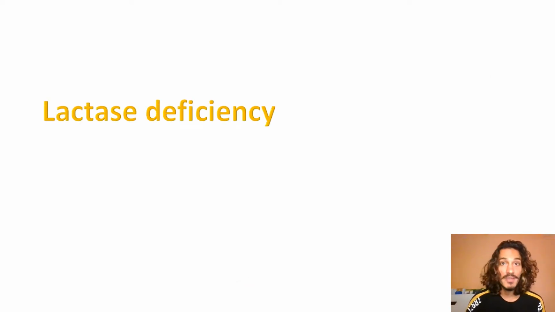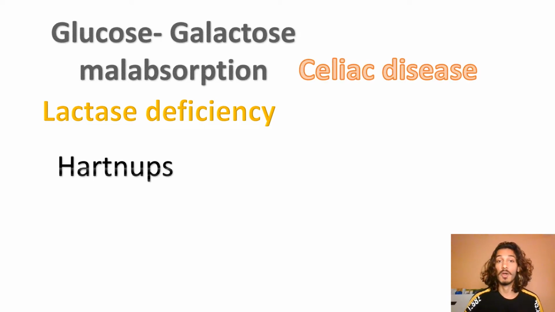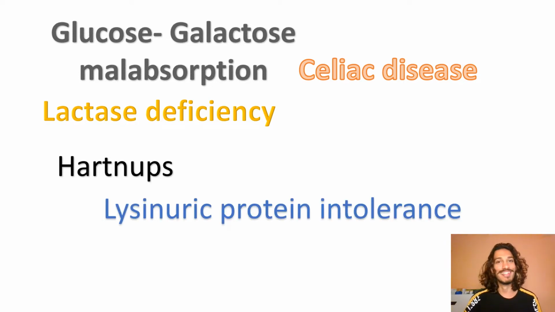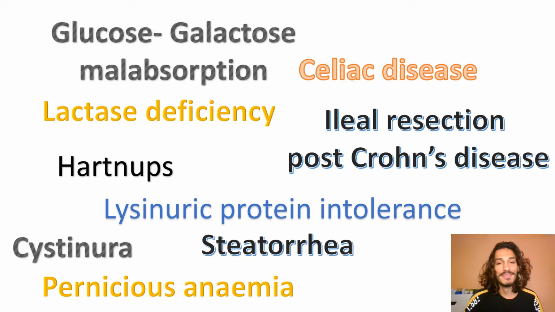In case you're wondering why on earth you need to know about GIT absorption, take a look at this. Lactase deficiency, lactose intolerance that happens because of it, celiac disease, glucose-galactose malabsorption, Hartnup disease, lysinuric protein intolerance, pernicious anemia, cystinuria. In Crohn's disease, what happens post ileal resection, and steatorrhea. These are just a few examples; there are lots more. Understanding this topic helps you understand how all these diseases happen and how you can treat them, and that is very essential to become a doctor.